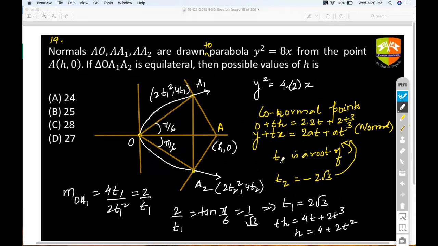Right? Now, irrespective of whether you put t as t1 or t2, your answer will become 4 plus 2 into 2 root 3 square. That's going to be 4 plus 12 into 2, 24. That's going to be 28. So 28 is going to be your answer. That is nothing but option number C is correct.